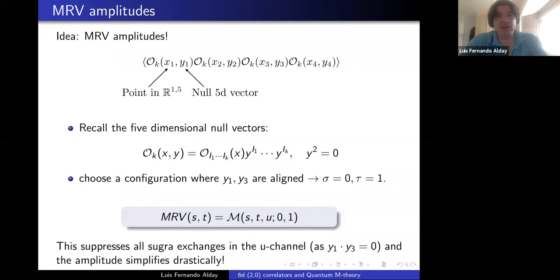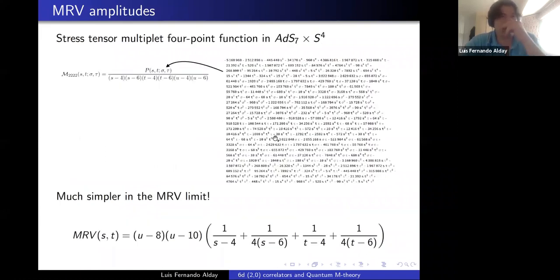Just to give you a flavor of the huge simplification, this is the stress tensor multiplet four-point function, so it's just 2, 2, 2, 2 in AdS7 cross S4. It is given by this horrible polynomial of S, T, sigma and tau that I gave you here. But in the MRV limit, it is much, much simpler, and it's just given by this very neat expression of S, T and U.